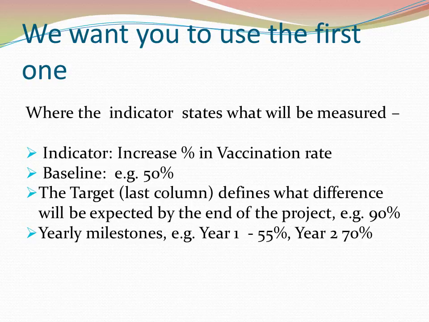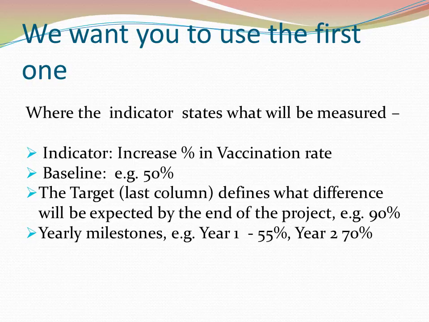So for your log frame, what you do is you first define your indicator. What will you measure? Increase in percentage in vaccination rate. Then you find your baseline for the previous year or that year, depending on what's available. You then go to your target, the last column, and decide what do you expect to achieve by the end of the project, e.g. 90%. Then you decide what will you achieve each year. For example, year 1, 55%, year 2, perhaps 70%.